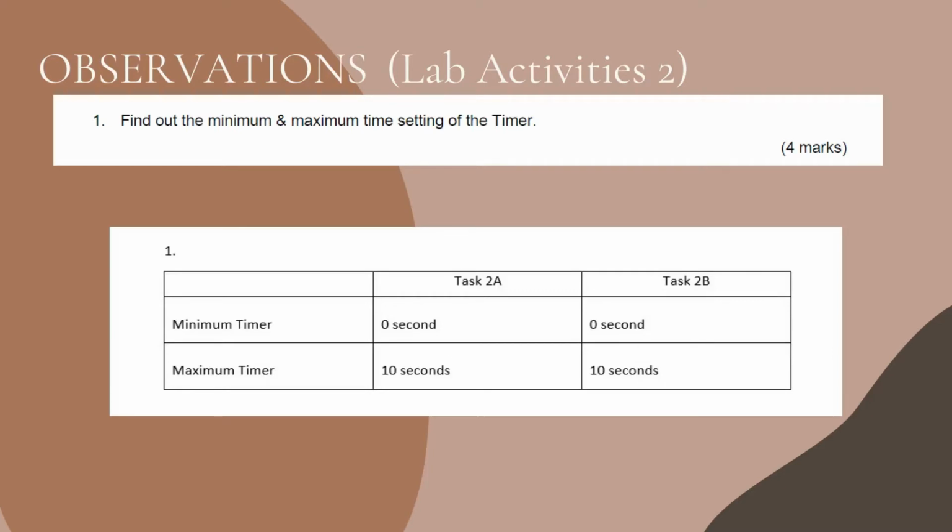The question is to find out the minimum and maximum time setting of the timer. The minimum timer for task 2A is 0 seconds, and the minimum timer for task 2B is 0 seconds. The maximum timer for task 2A is 10 seconds, and the maximum timer for task 2B is 10 seconds.